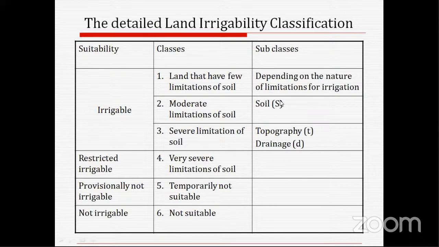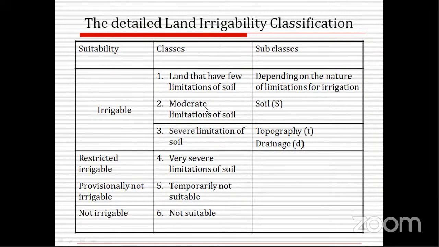Sometimes we can expect some soil limitations. Severe limitations: if you see any severe limitations, in the subclass of class 3 land, those limitations are concerned with topography and drainage only. Restricted arable, provisional, not irrigable. We can see very severe limitations of soil, temporarily not suitable and suitable. So this is the condition of irrigability: restricted irrigability, provisional irrigability. These are the classes. Suitability comes under classes 4, 5, 6. These are the conditions. Temporarily not suitable, but class 6 is completely not suitable.